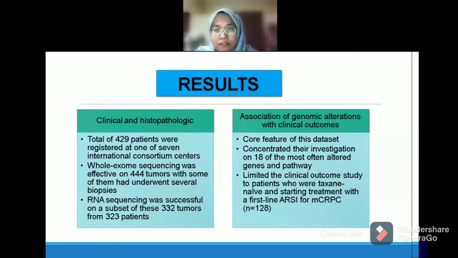For the association of genomic alterations with clinical outcomes, the core feature of this dataset is that it concentrated the investigation on 18 of the most often altered genes and pathways. It also limited the clinical outcome study to patients who were taxane naive and starting treatment with a first-line ARSI for mCRPC.